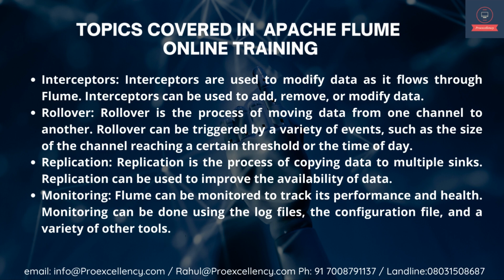Interceptors are used to modify data as it flows through Flume. Interceptors can be used to add, remove, or modify data. Rollover. Rollover is the process of moving data from one channel to another. Rollover can be triggered by a variety of events, such as the size of the channel reaching a certain threshold or the time of day.